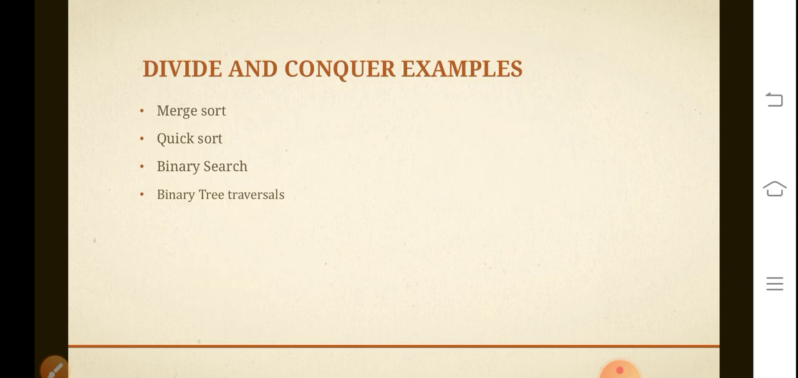Then divide and conquer examples are merge sort, quick sort, binary search, binary tree traversals, and so on. These are all examples of the divide and conquer technique. We already learned what merge sort and quick sort are, so those are all examples of the divide and conquer technique.